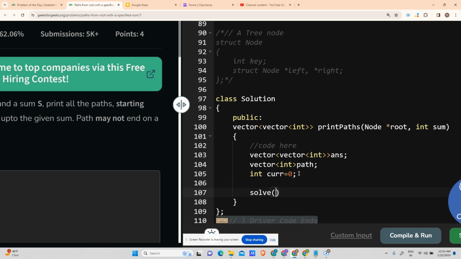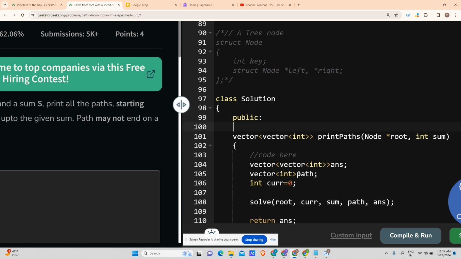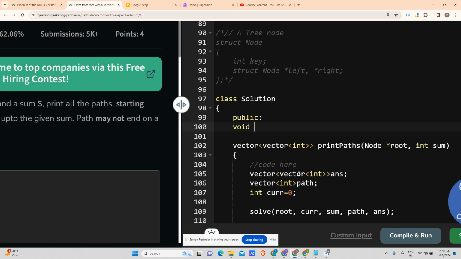Let me name that recursive function as solve. So solve will take a node, that is the root currently, my current value of sum, my sum which is your target, my path, and my answer. And then return your answer. I'm not taking anything from solve because I'm sending answer and I will handle it by reference, and that is why solve will be of type void. So what I will be doing is void solve.